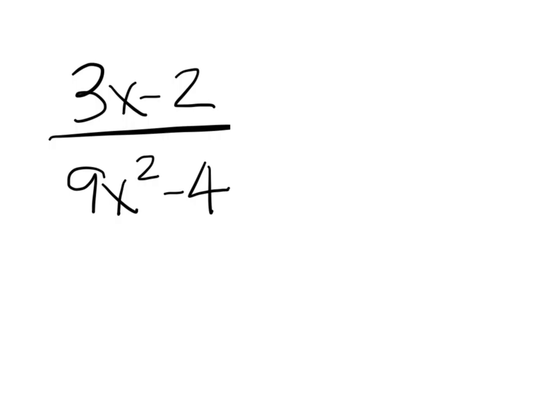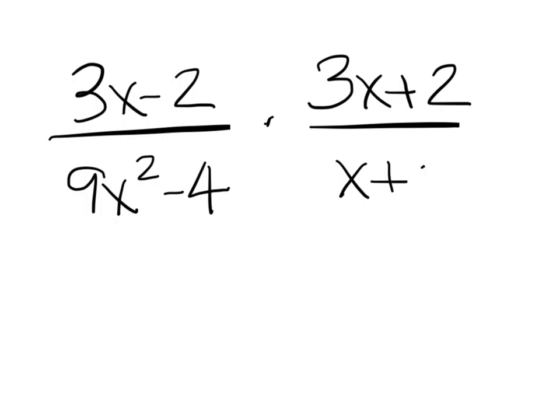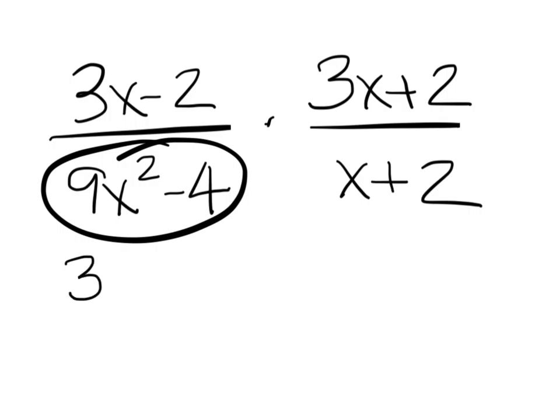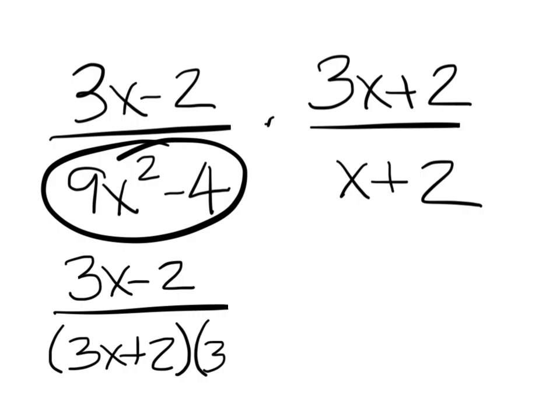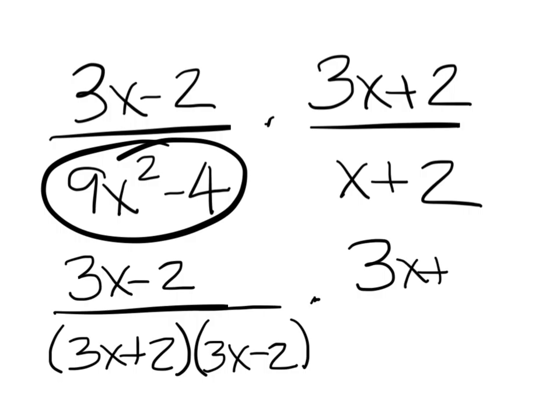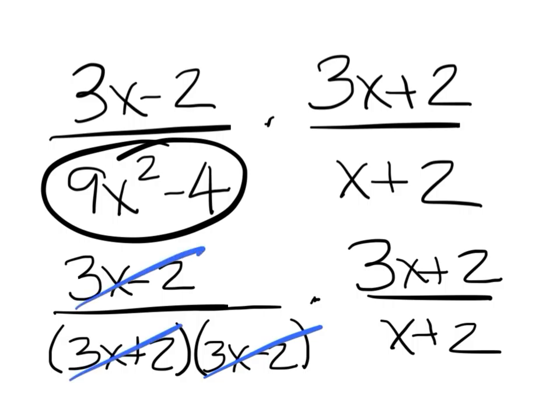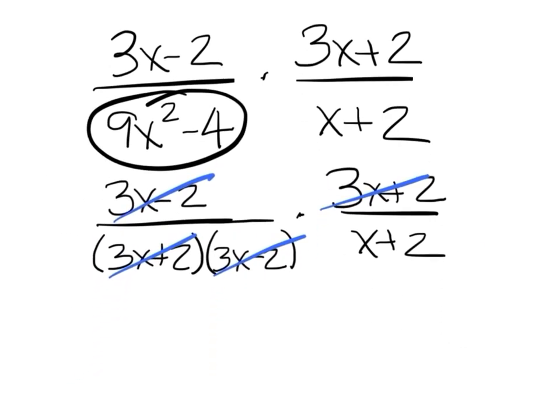This practice is 3x minus 2 over 9x squared minus 4 times 3x plus 2 over x plus 2. And for this, notice you have a difference of 2 squares, and on that bottom it's going to be 3x plus 2, 3x minus 2. And then on the right side, 3x plus 2 over x plus 2. So you can cancel out this, this, and be left with just 1 over x plus 2.